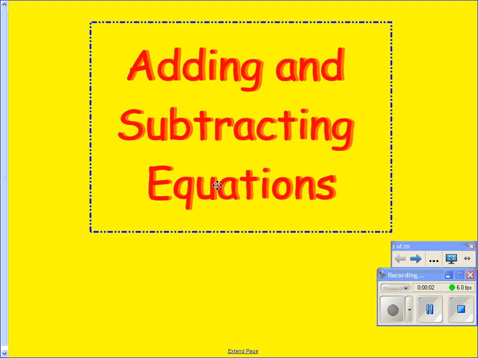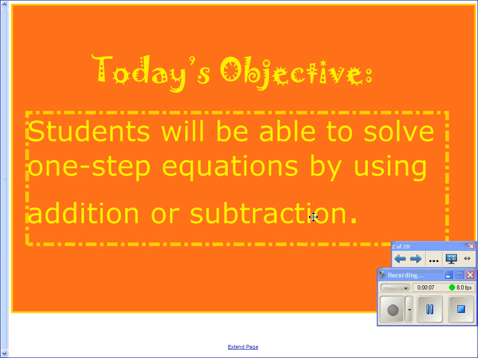The adding and subtracting equations lesson. Today you'll be able to solve one-step equations by using addition or subtraction.